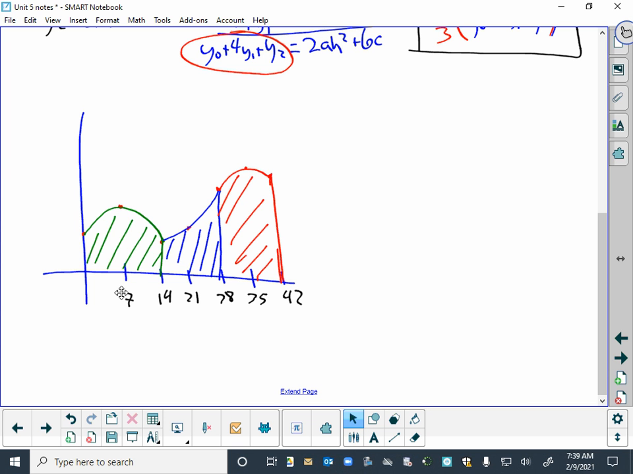Probably not exactly. That corner point at 14 is unlikely, but it should do a better job than my other things. Trapezoid rule looks like it probably wouldn't be too bad on this at all. So let's make some numbers up and actually go through this thing.